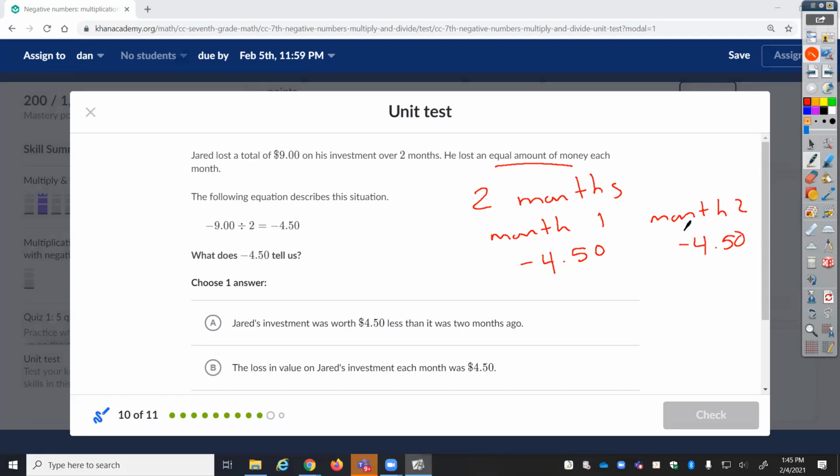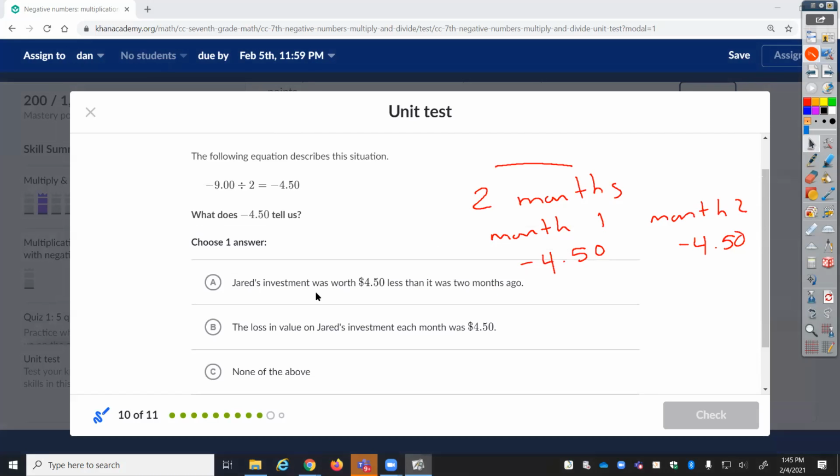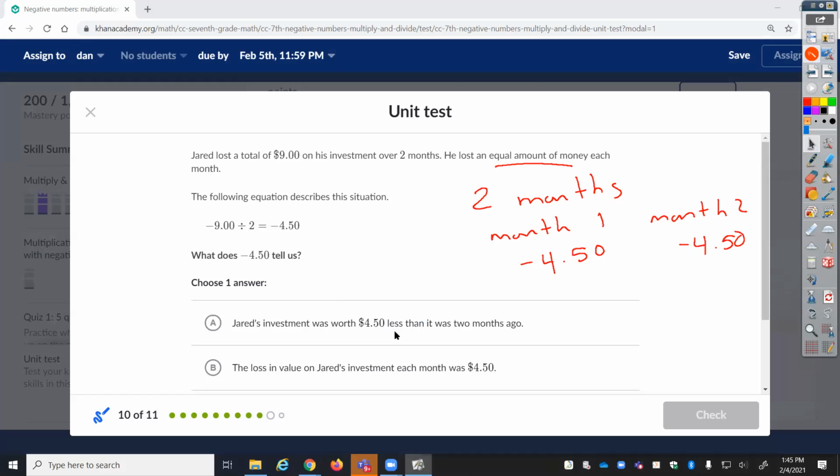So if we take a look at this here, it says choose one of the following. It says Jared's investment was worth $4.50 less than it was 2 months ago. The loss in value on Jared's investment each month was $4.50. Yes. That looks like the best response we could get.